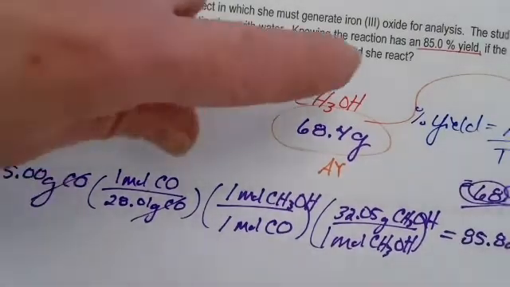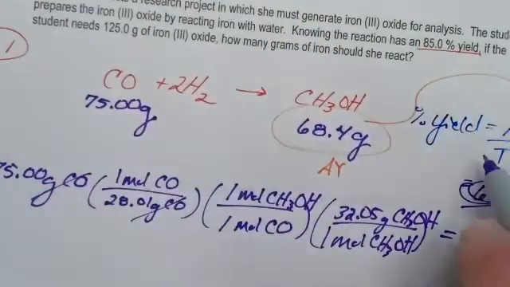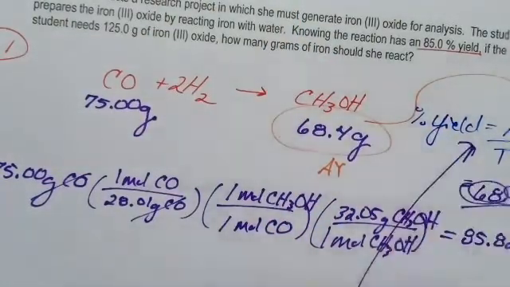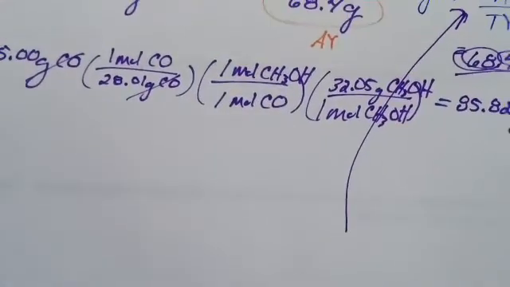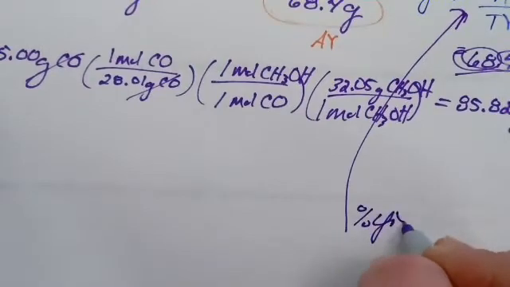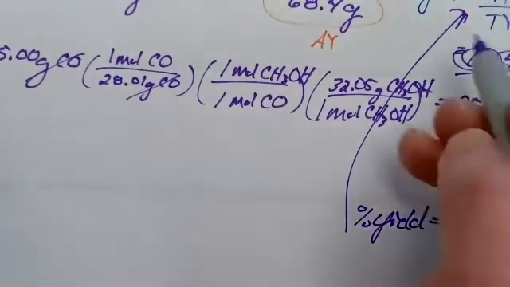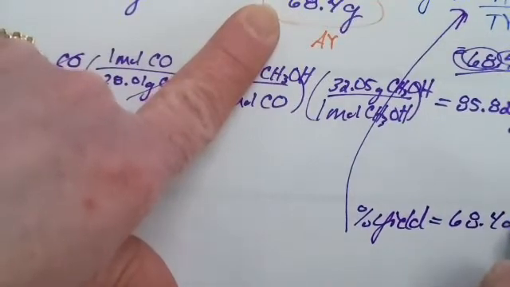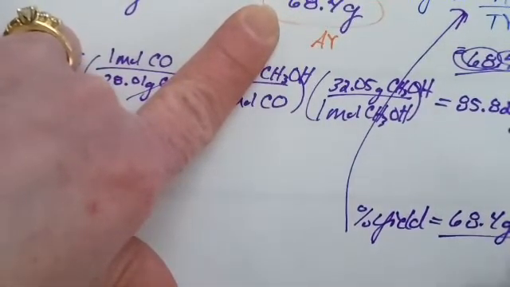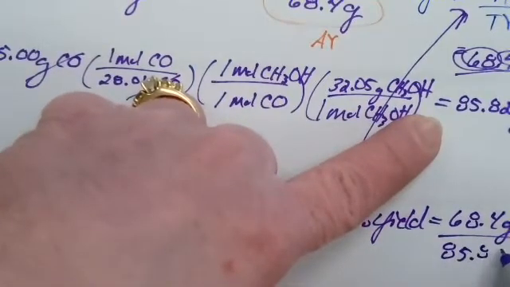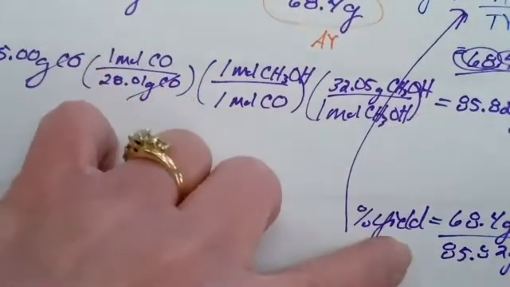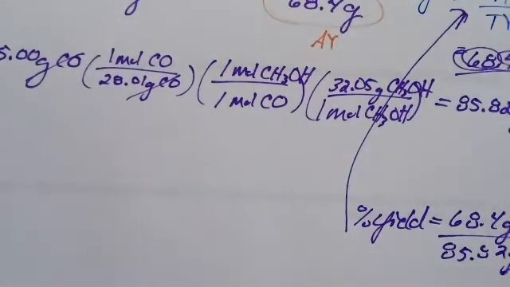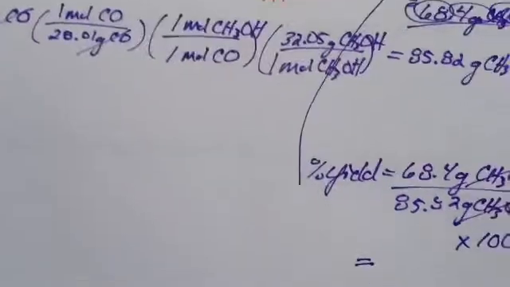I'm running out of room here, so I'm going to do this here. So my percent yield, I already have the equation, so I'm just going to plug in my values, what I was told in the problem, divided by what I just calculated. Grams of CH3OH will cancel. Multiplying by 100 to make it a percent does not influence the sig figs for our answer.